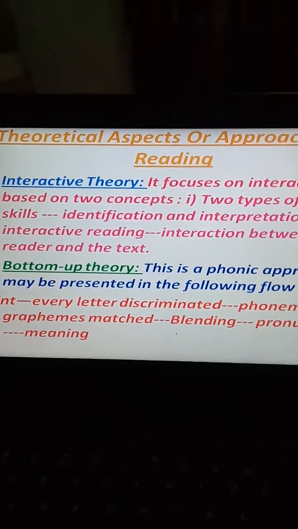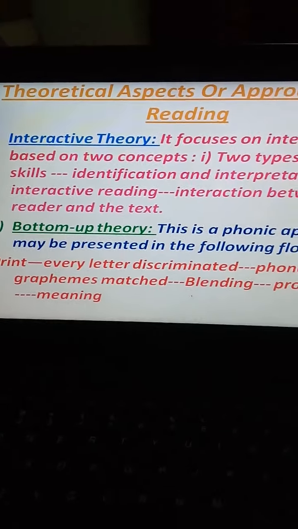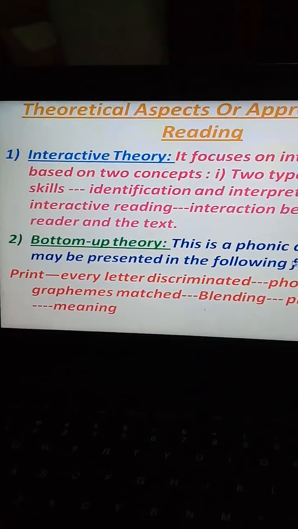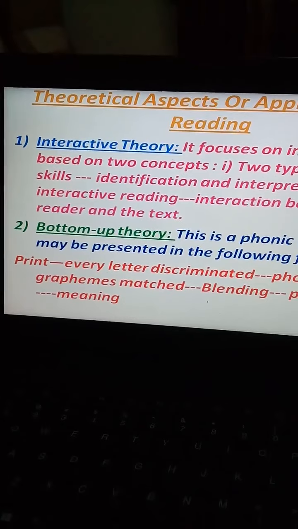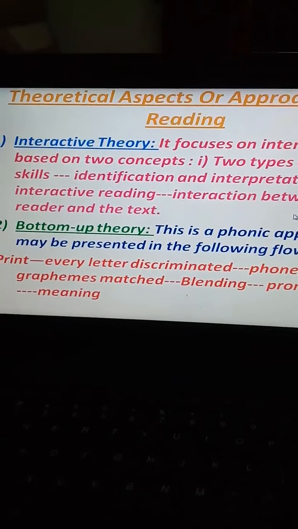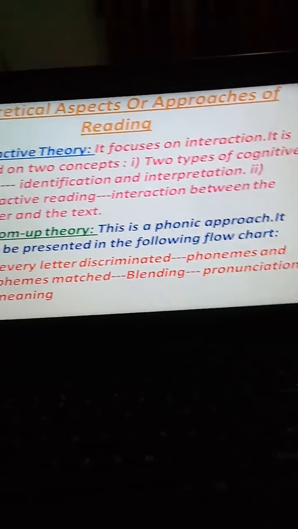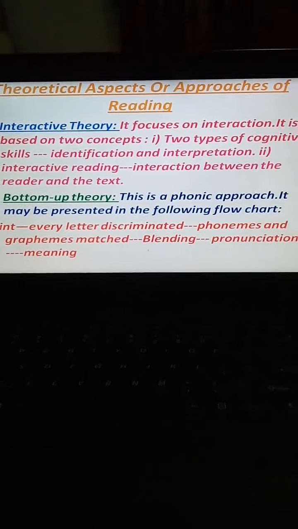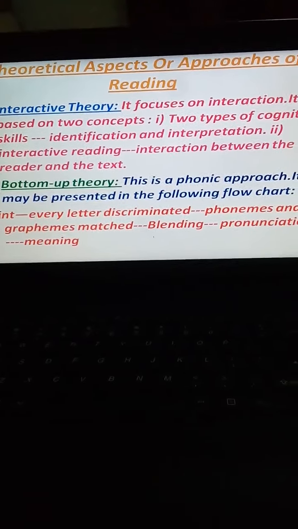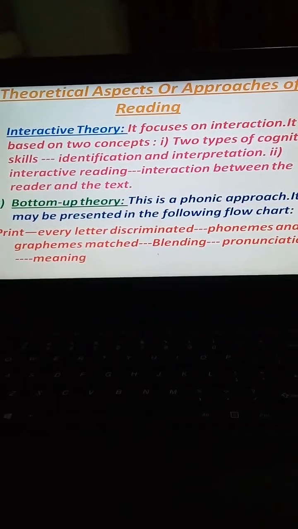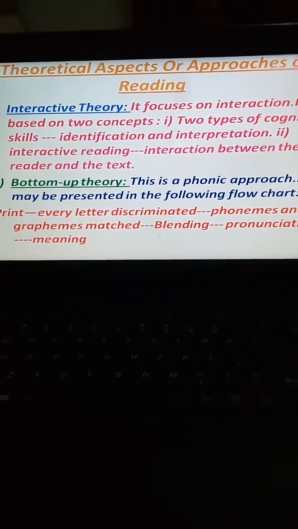Okay, the last topic is theoretical aspects or approaches of reading. There are some theories or theoretical aspects for teaching reading skills. The first one is interactive theory. You know, in the language classroom, interaction is very important. Interactive theory focuses on interaction. It is based on two concepts. Number one is cognitive, two types of cognitive skills, that is identification and interpretation. And number two is interactive reading. Interactive reading means interaction between the reader and the text.